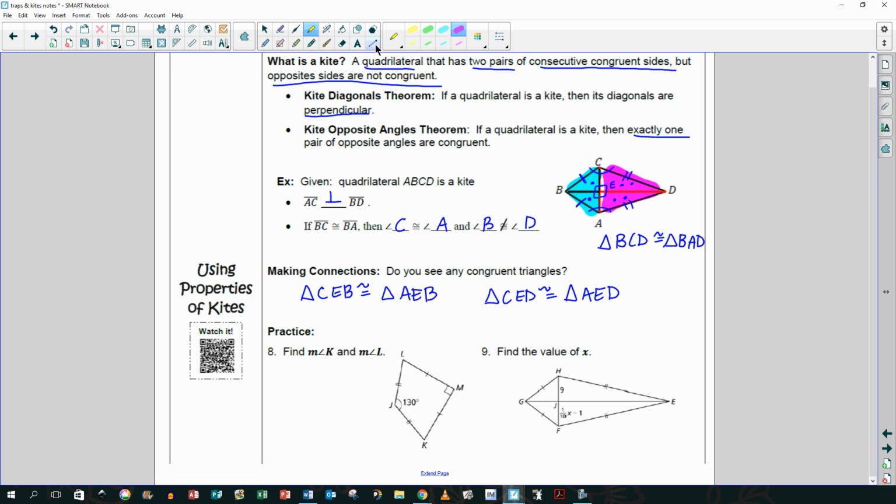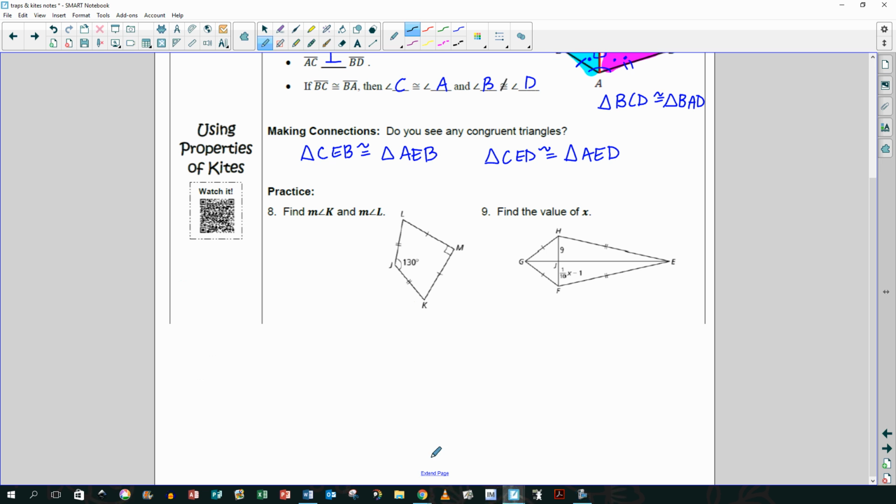So let's see if you can figure this out here at the bottom. If I want to find angle K and L, well, how many degrees are inside of a kite? Okay, so there's 360. Oh, let me get the pen back. So there's 360 degrees inside. So that means that 130 plus 90 is 220. So 360 minus 220 is 140.